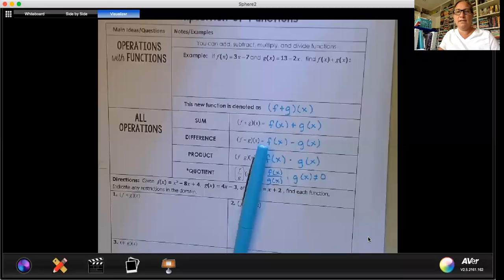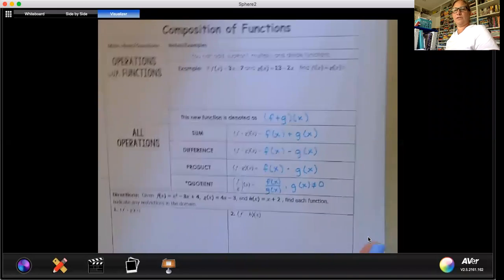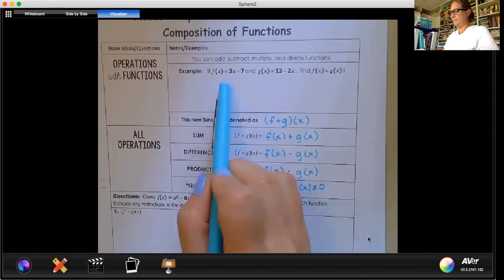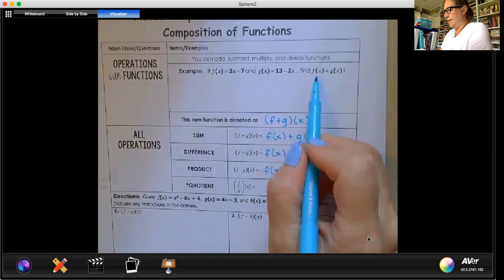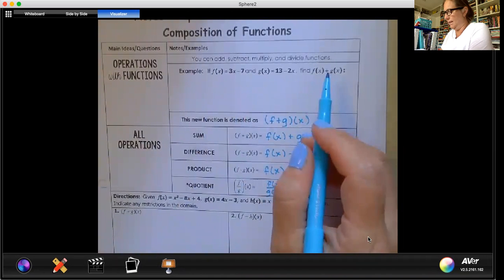Hey guys, today we're going to conclude our polynomials chapter with operations with functions and composition of functions. So we're going to look at this first example here. If f of x equals 3x minus 7 and g of x equals 13 minus 2x, find f of x plus g of x. So we're just going to combine like terms.